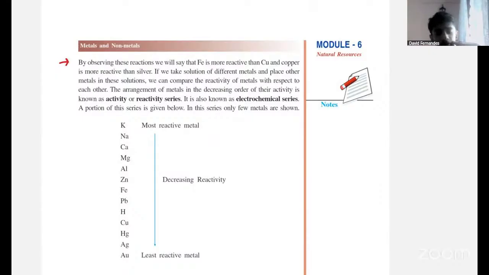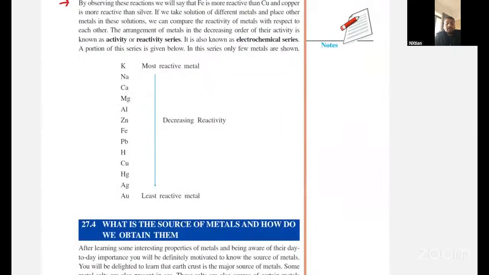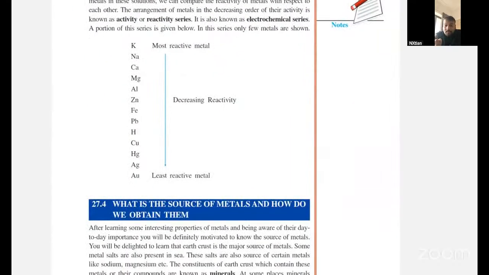A portion of this series is given below. In this series, only a few metals are shown. So we have these reactivities that we have to learn. Okay, guys, we have to learn this. This is important from the exam point of view. Mark it, as we have to learn it.